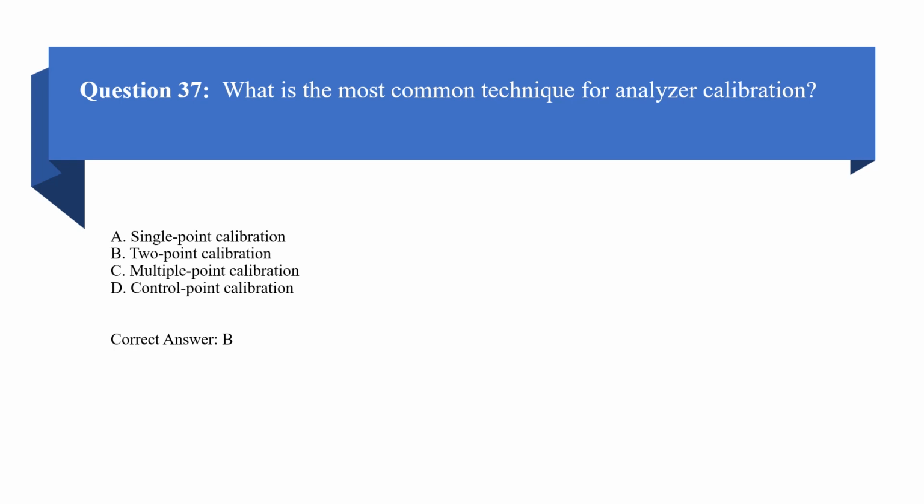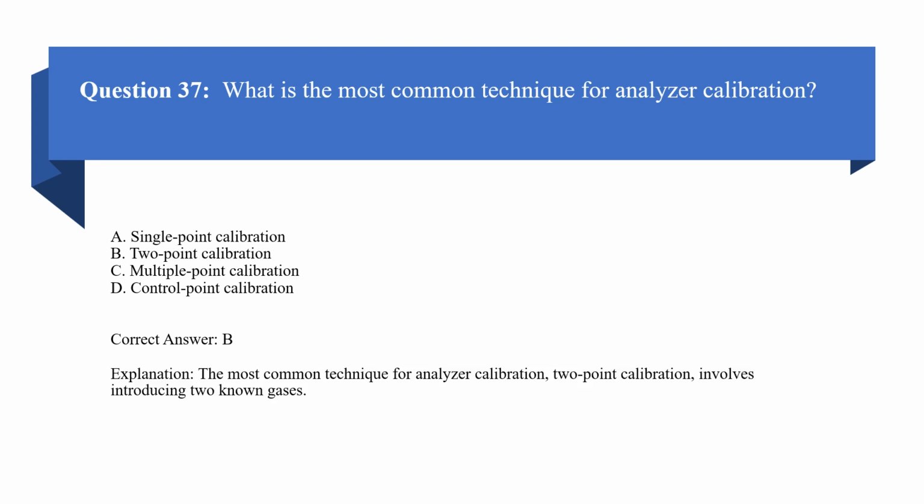You shouldn't be thrown off by what we do with oxygen analyzers and what we may do with blood gas analyzers. But particularly with oxygen analyzers, we typically do a 2-point calibration. Not because something sounds correct is it always correct, but in this case, it's consistent with calibrating other equipment that we work with routinely. So the explanation is that the most common technique for analyzer calibration, 2-point calibration, involves introducing 2 known gases, also at known concentrations or percentages.